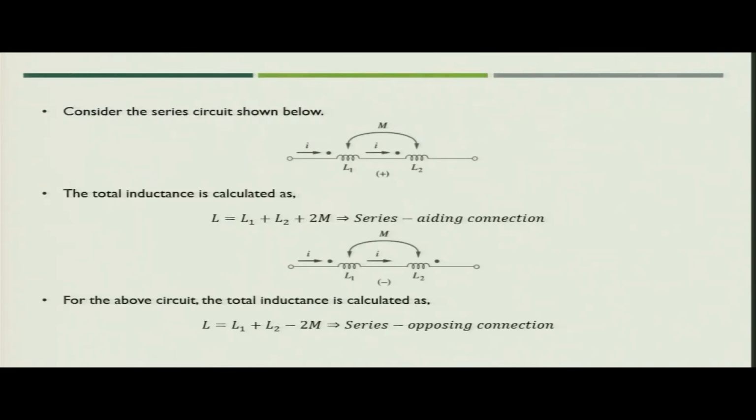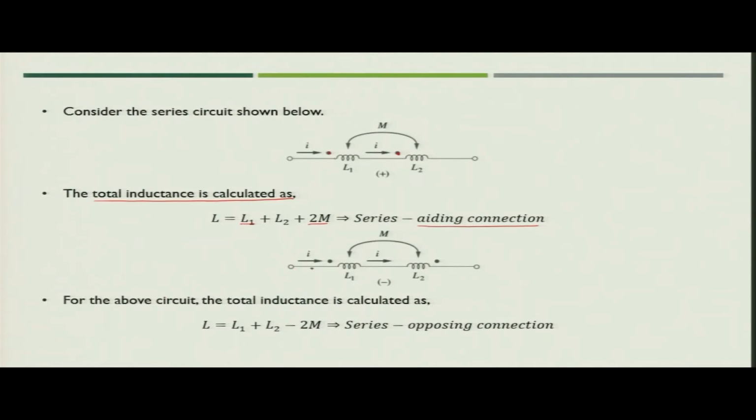Now, let us consider the circuit where the coils are electrically connected also. If you see, coil L1 is connected to L2 physically as well as magnetically. Now, in this case, the current is going inside the dot, and again the current is going inside the dot, so the total inductance will be the adding connection; that means L1 plus L2 plus 2M will be the total inductance of this arrangement.